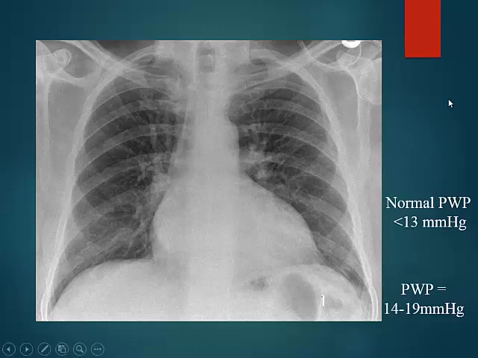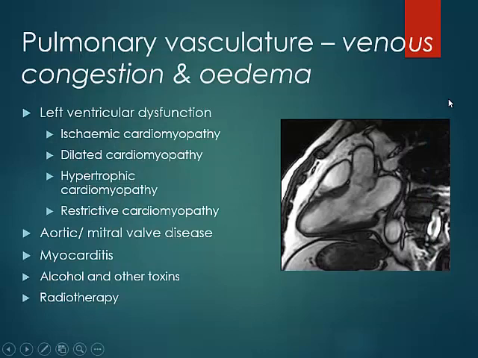Okay, so what are the causes of increased pressure in the left heart? Any cause of left ventricular dysfunction will cause this. What is the commonest cause of left ventricular dysfunction? Ischemic cardiomyopathy. Patients with severe three-vessel disease causing left ventricular dysfunction would have increased pressure in the left ventricle, which will cause increased pressure in the left atrium, which will go back into the pulmonary veins.